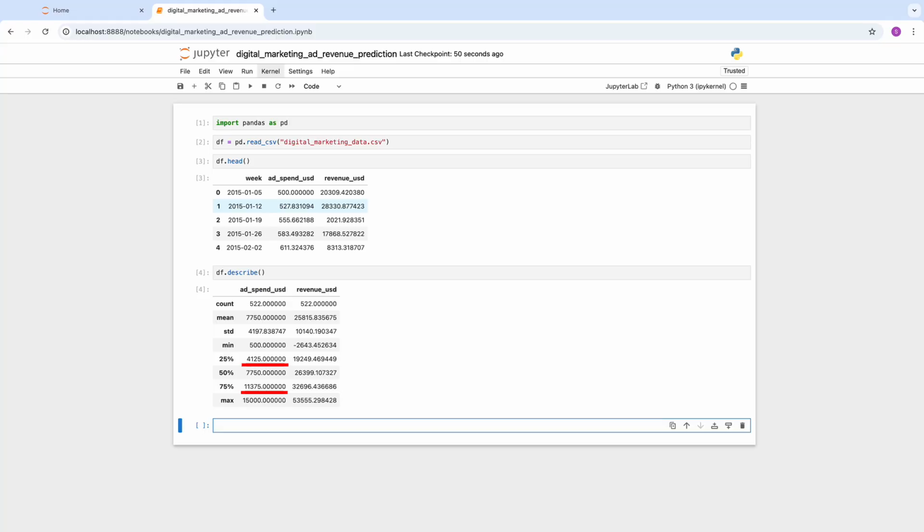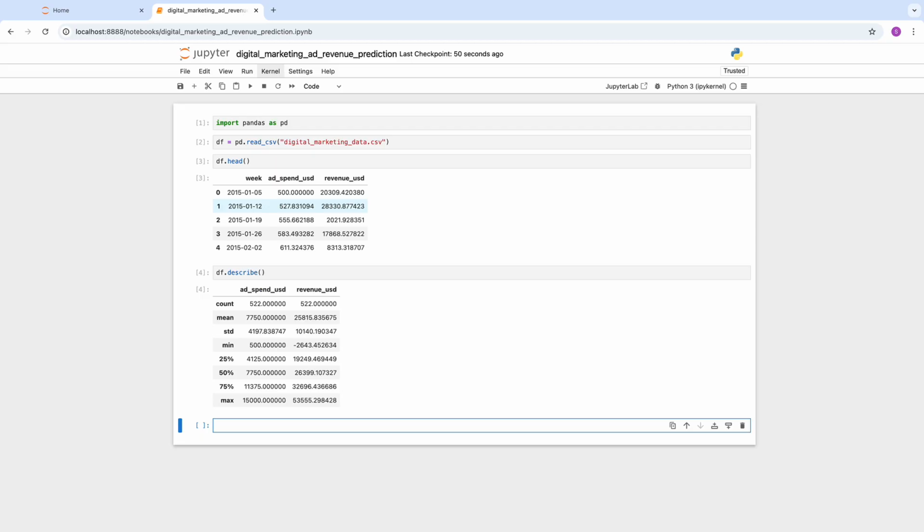Most ad spends fall between $4,000 and $11,000, and revenues typically land between $19,000 and $33,000. Now, you may notice that the week isn't showing up here, because df.describe() summarizes only the numerical columns, and week is the date field. And that is okay, because for our purpose of training a model, we don't actually need the week information. What matters here are the inputs and outputs of the business problem. The input is how much was spent on ads, and the output is the revenue that came back. The week column is useful if we are analyzing trends over time, but for building a predictive model, it doesn't add value, so we can set it aside.